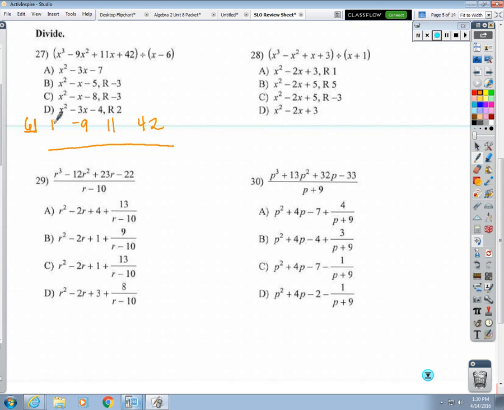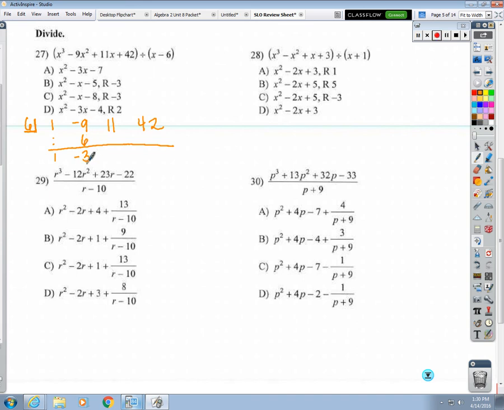The first number, no matter what it is, always comes down. Whatever drops below the line gets multiplied by the number in the box. 1 times 6 is 6. From there, you just combine. This is a negative 9, that's a positive 6, so that becomes a negative 3. Because negative 9 plus 6 is negative 3.